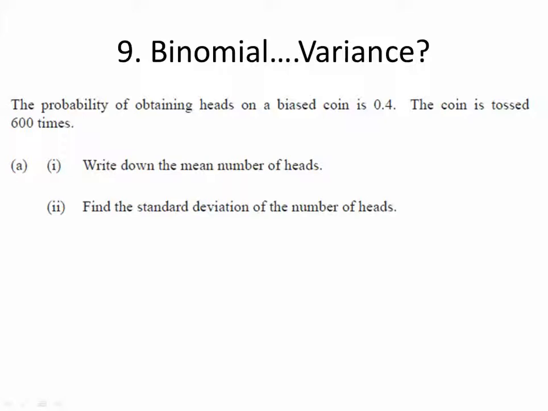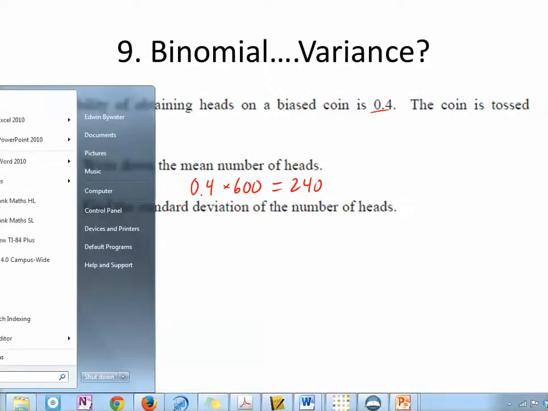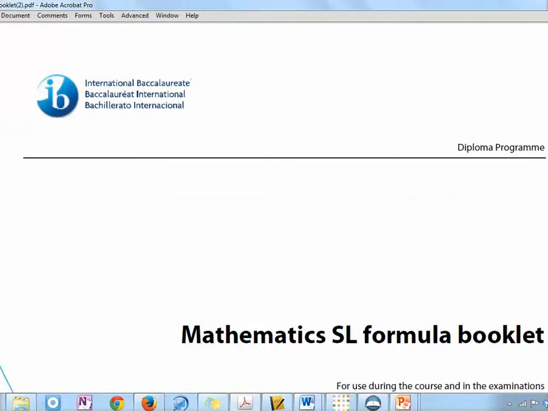Right, this one is talking about the probability of obtaining heads on a biased coin is 0.4. The coin is tossed 600 times. So this should be a very heavy clue that it's binomial because you have a coin that is either heads or not heads. And secondly, it's being done multiple times. And so what we're going to do is first, the mean number of heads, well, that should be easy. You just take 0.4, which is the probability of a head, and multiply it by 600 times. Then you get 240 heads. Right? That's actually one of the equations in your formula booklet. If you look at the formula booklet, and we got it right here.